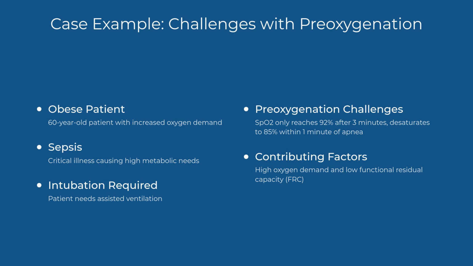A 60-year-old obese patient with sepsis needs intubation. After 3 minutes of preoxygenation, SpO2 only reaches 92%, and desaturation to 85% occurs within 1 minute of apnea due to high oxygen demand and low FRC. This scenario is an example of how patient-specific factors can undermine preoxygenation efforts. Let's examine what influences its effectiveness.